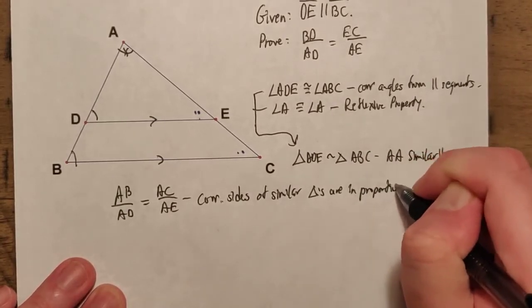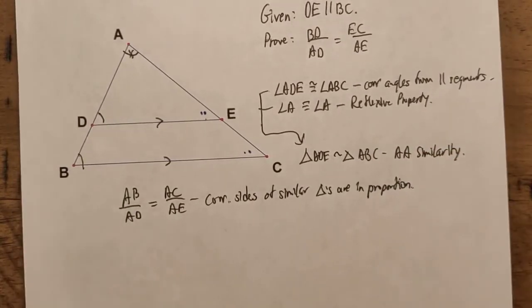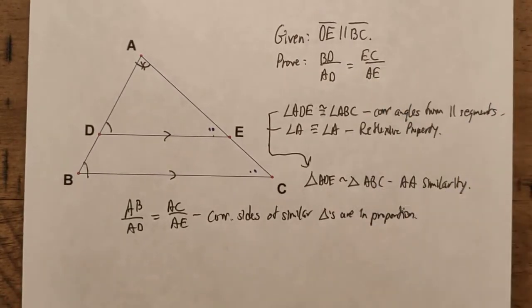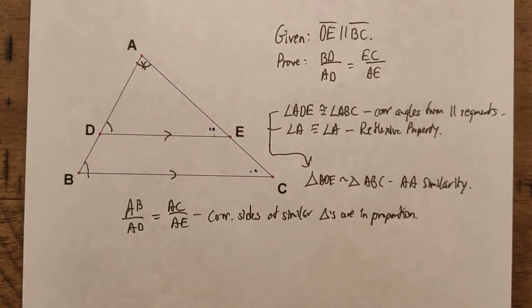Now, that's all fine and dandy, ladies and gentlemen. We're not exactly done yet, because if you look at our goal, the denominators in our goal match, but our numerators don't, and that doesn't make any sense. We don't want AB, we just want BD. We don't want AC, we just want EC. So we need to figure out how to introduce those new characters into the system.